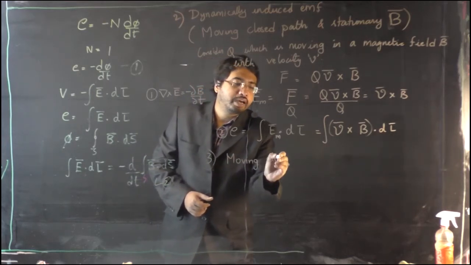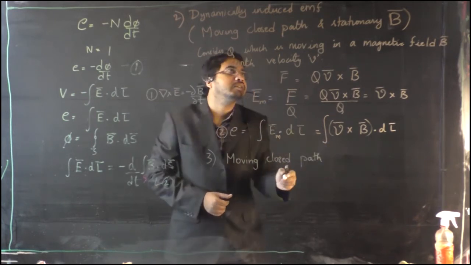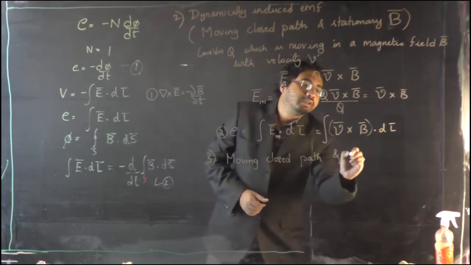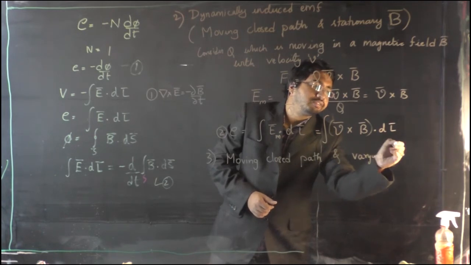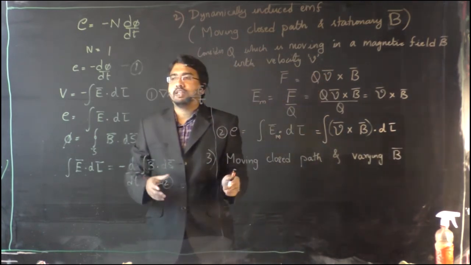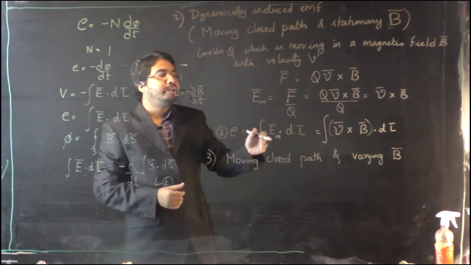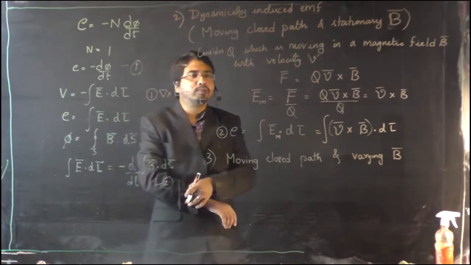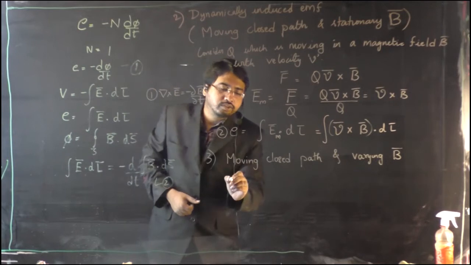Moving closed path and varying magnetic field. So in this condition, that means both your conductor is also moving and your magnetic field B bar is also varying.